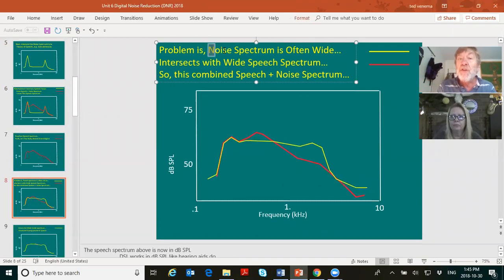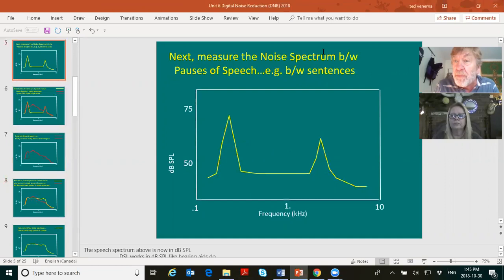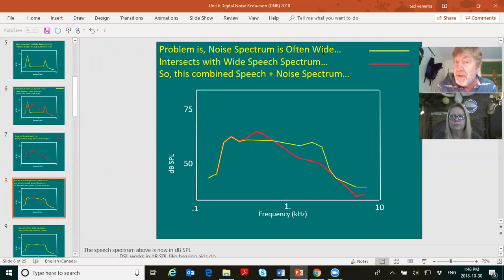noise spectrum is often very wide. It's not these narrow little cat's ears. Most background noise spectrum is really wide. Look at this. It almost looks like an elephant. Here, I just drew that there coincidentally.